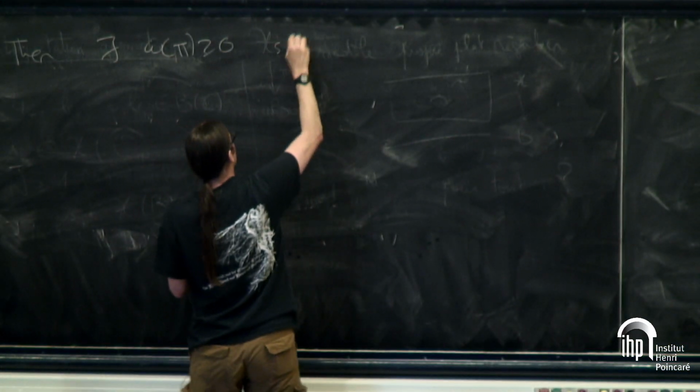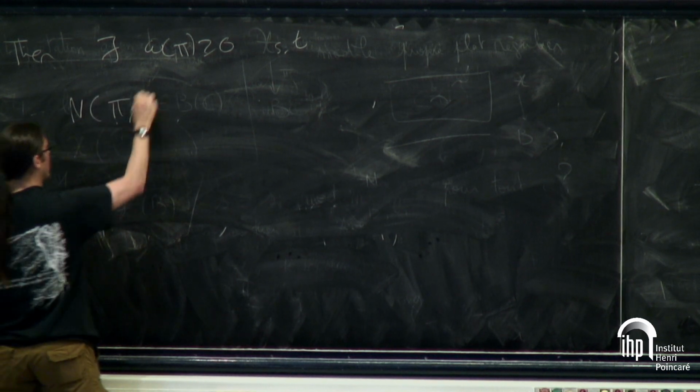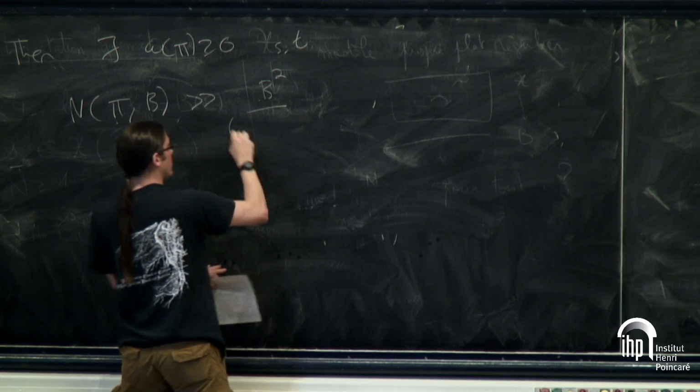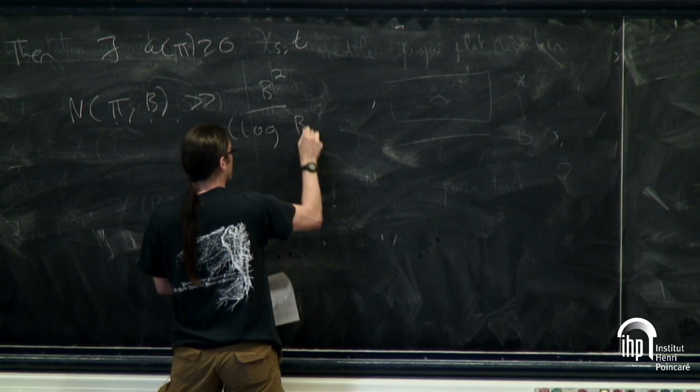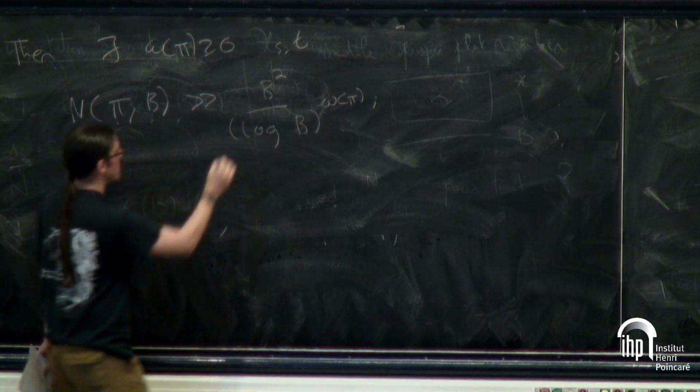Cool, then I can write the conclusion. Then it says there exists some factor omega pi greater than or equal to 0, such that if you count the number of varieties in the family with a rational point, this is bounded by b squared over log b to omega.